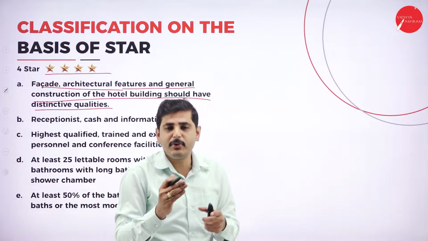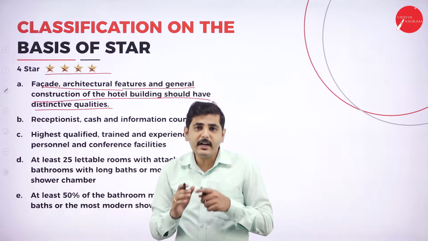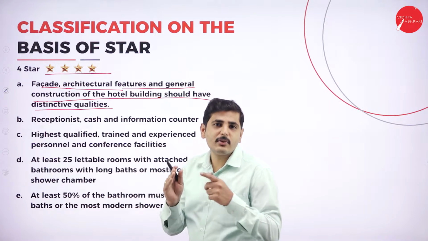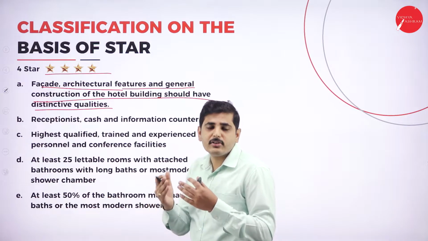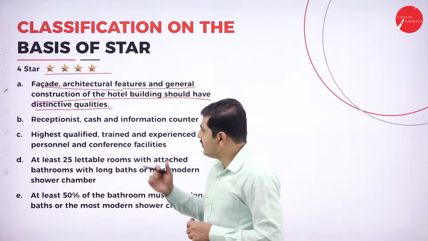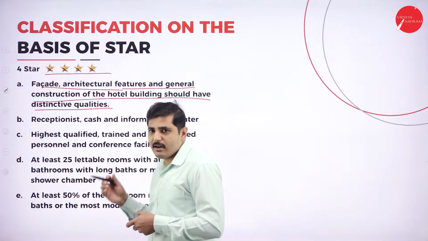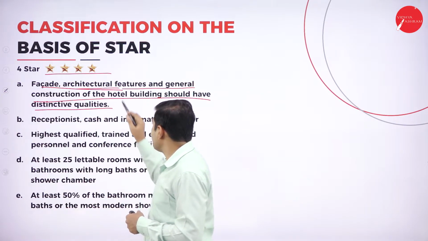For example, if you go to a 5-star or 3-star hotel, the front design of the building will be decorated with westernized materials. The front office, the front of the building, the main door of the building will be decorated with westernized or very expensive furniture and also expensive building materials. That is what facade architectural features mean.